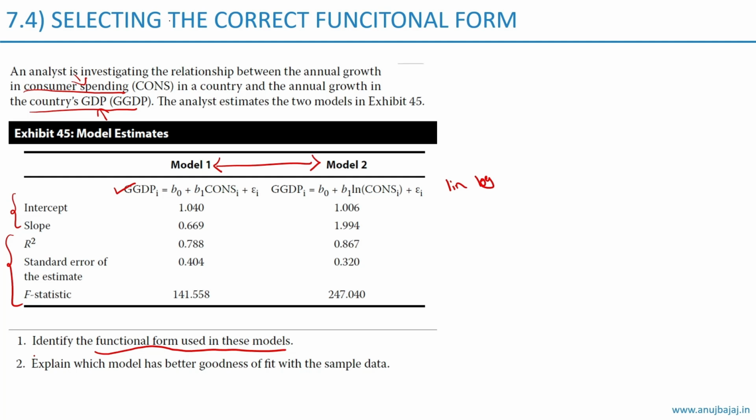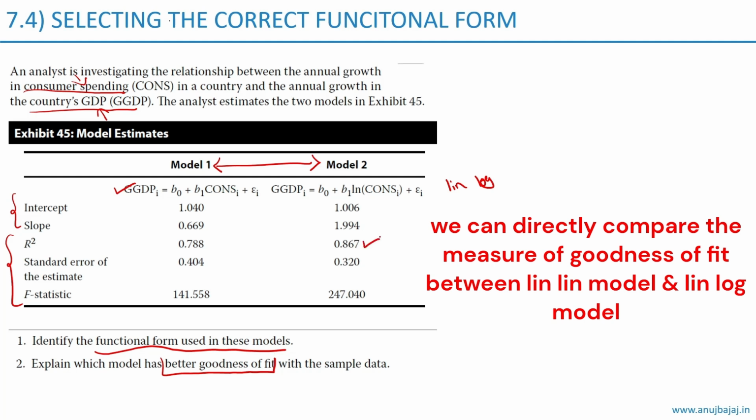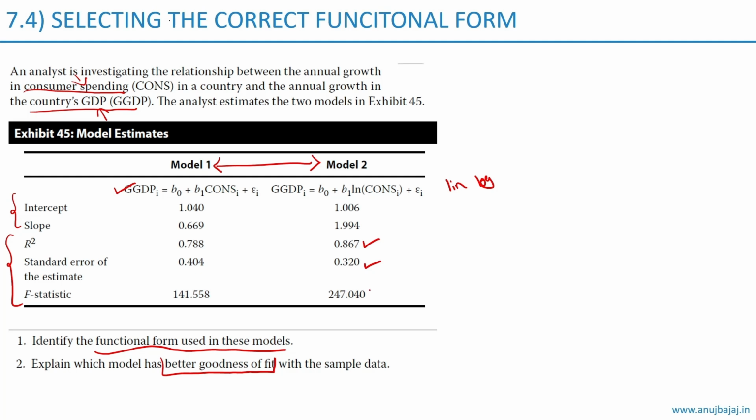The second question is which model has a better goodness of fit. So model 2 has a higher R square, it has a lower standard error of estimate, and it has a higher F statistic. So all the three measures of goodness of fit are in favor of model 2. So model 2 has a better goodness of fit. Hence model 2 should be used to regress the GDP on consumer spending.